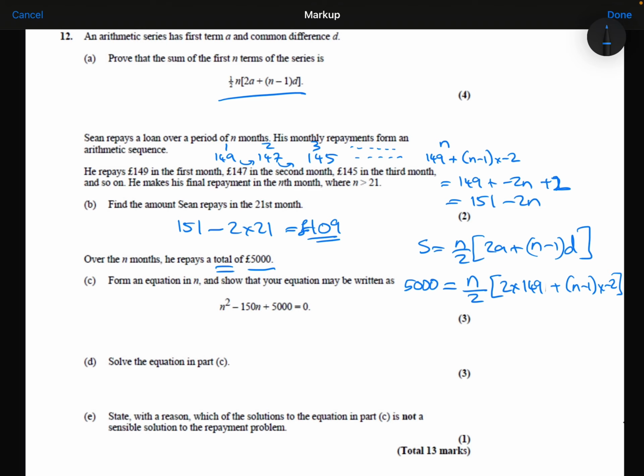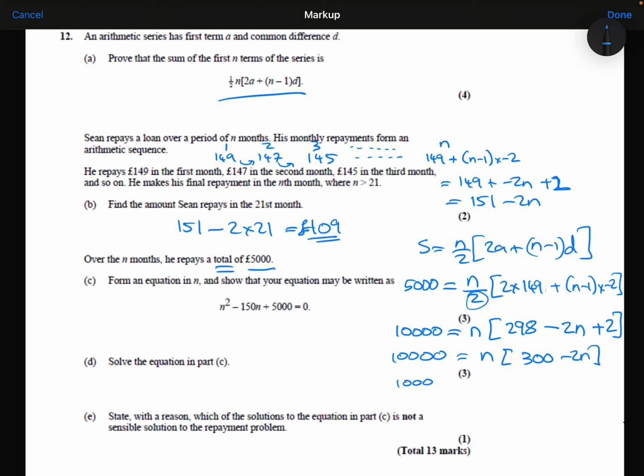To simplify this equation, I'm first going to get rid of this fraction by multiplying both sides by 2. 5,000 times 2 is 10,000. I'm going to tidy up what's in that bracket. So 2 times 149 is 298. Then we've got the n times the minus 2, and the minus 1 times the minus 2. So 10,000 is equal to n times 300 minus 2n.